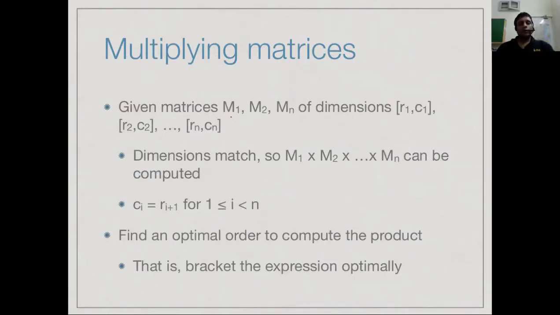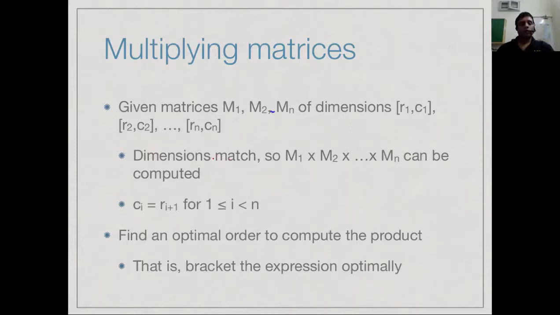So in general we'll have a sequence of n such matrices, right? So M1, M2 up to Mn, and their dimensions will be R1, C1, R2, C2 up to Rn, Cn, number of rows, number of columns. The dimensions will be given to us so that they can be multiplied.